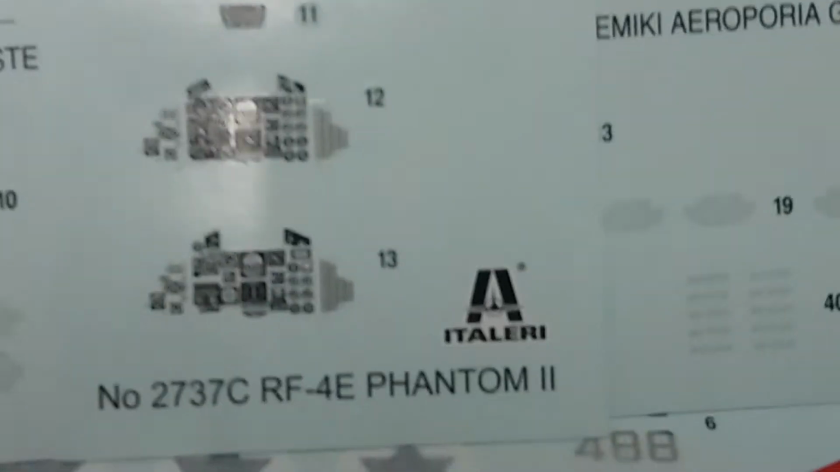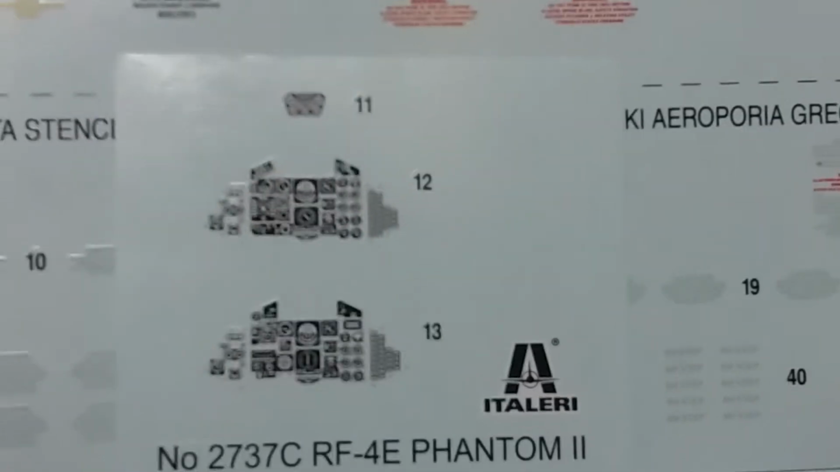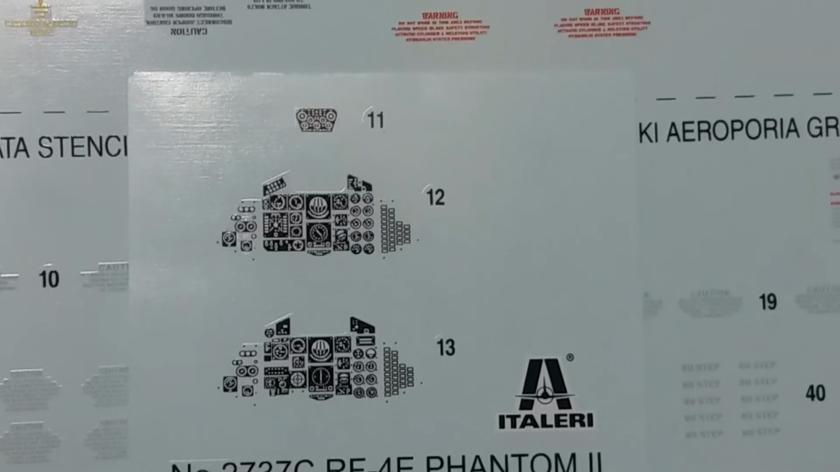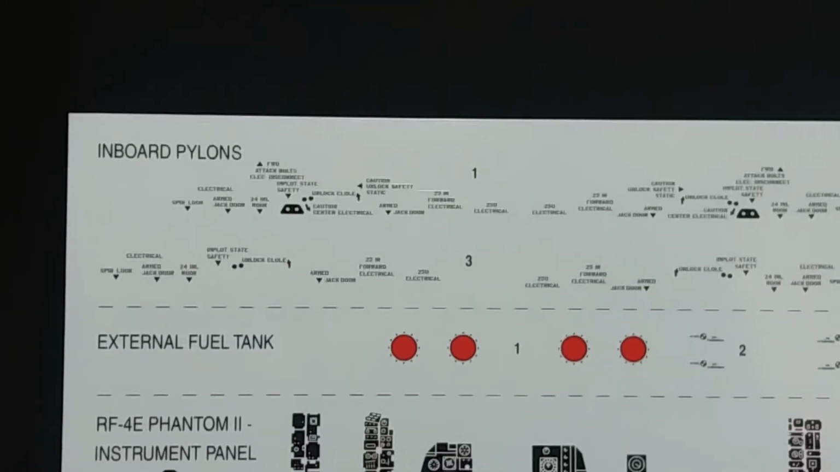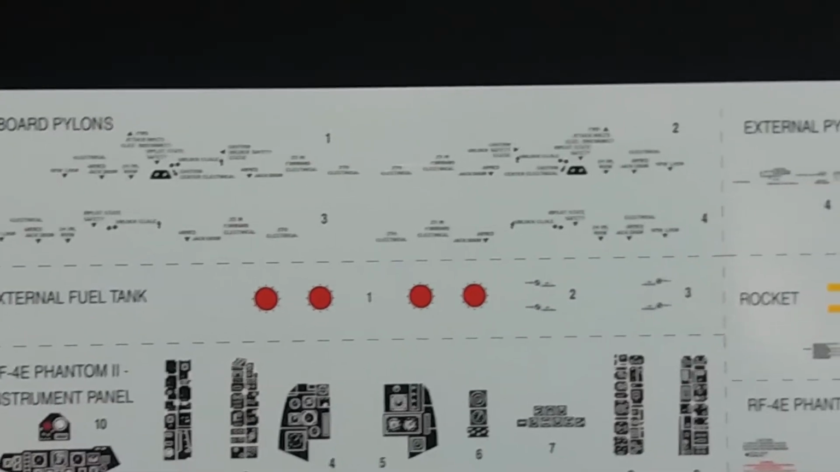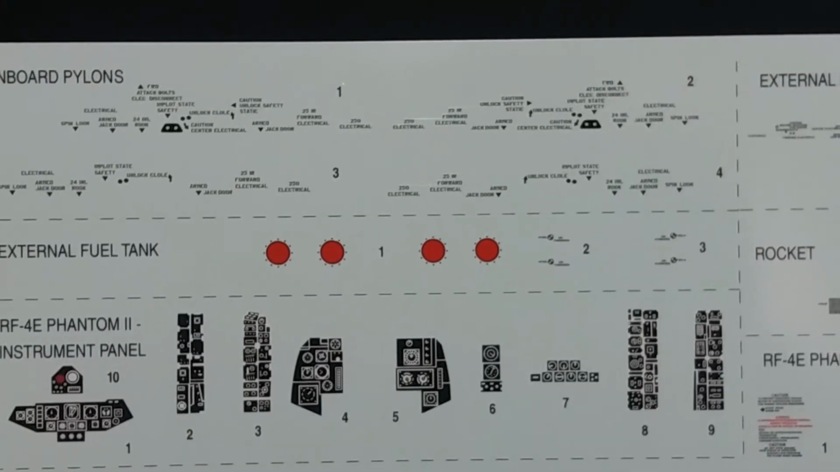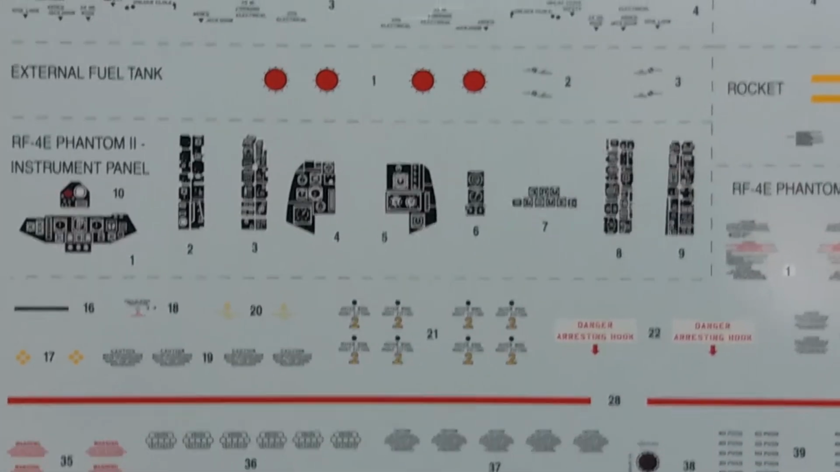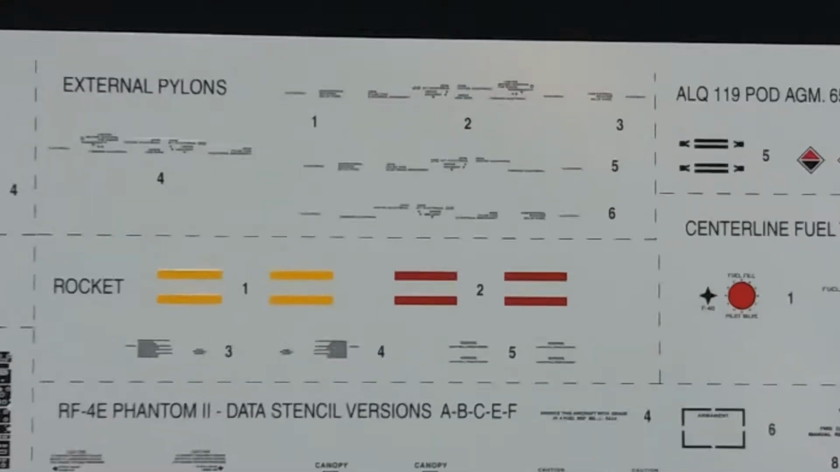Okay, you don't want to focus, we can fix that. So that's the end. Okay, I see some differences here. Alright, so that's that one sheet they didn't show in the box art. But here's the rest of it. It's even labeled, which is pretty cool. You got your inboard pylon set decals there, external fuel tank. Of course, your instrument panels. Then we'll go up this way. External pylons. Let's see how close I can get here.